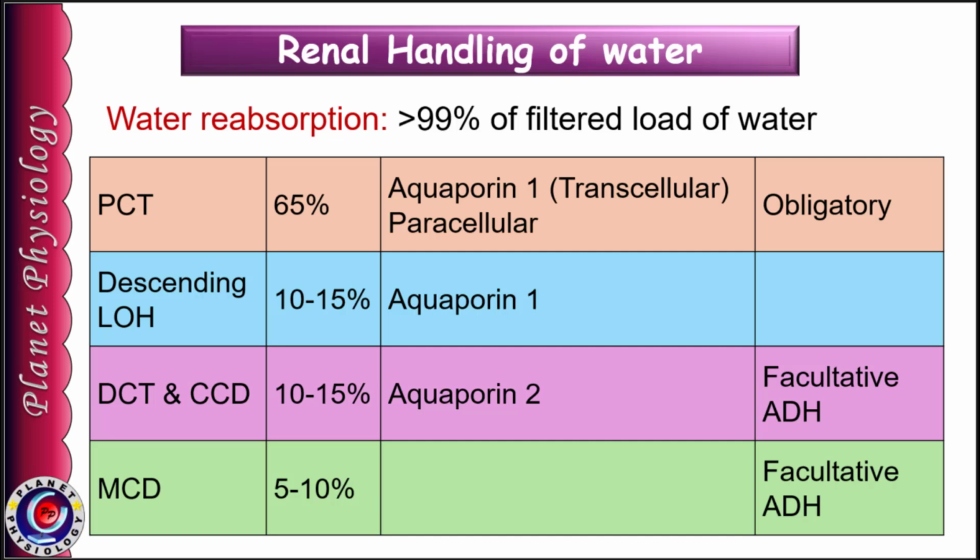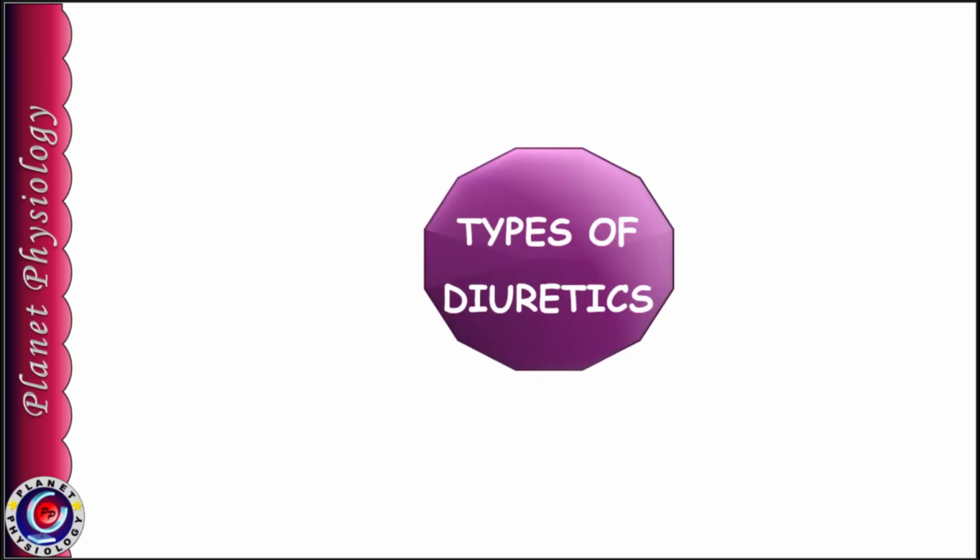Late distal convoluted tubules and cortical collecting ducts also reabsorb 10 to 15% of the water, but in presence of ADH and also under the influence of aldosterone. This is facultative reabsorption of water and is mediated via aquaporin 2 water channels. Water reabsorption by medullary collecting ducts accounts for 5 to 10%, and this is also only in presence of ADH. Hence, facultative water reabsorption. With this background, let's discuss various types of diuretics and their mechanism of action.